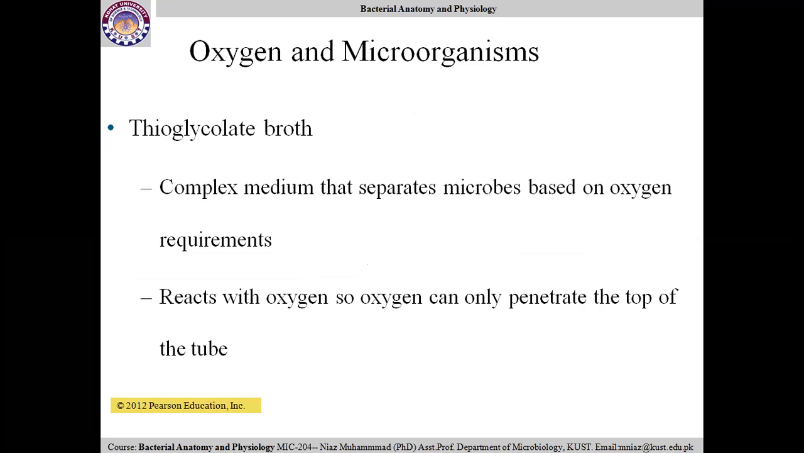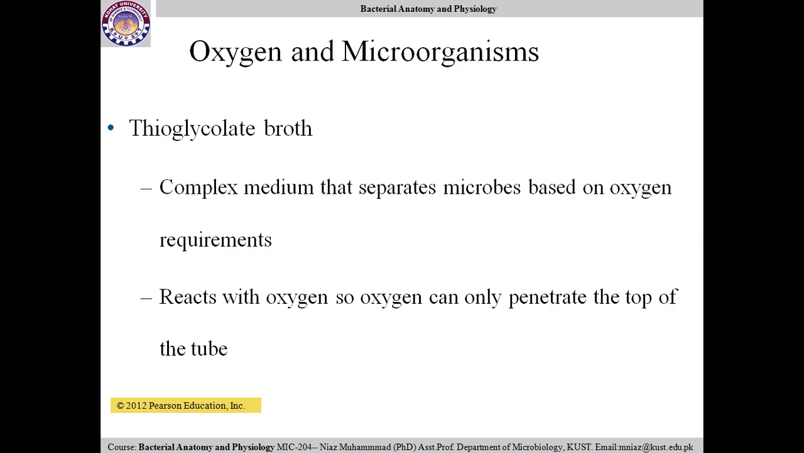Oxygen and microorganisms. Thioglycolate broth is the medium where we can grow microorganisms on the basis of the oxygen concentration. This is a complex medium that separates microbes based on oxygen requirement. Thioglycolate is the medium which can be used for the growth of microorganisms based on the oxygen requirement.